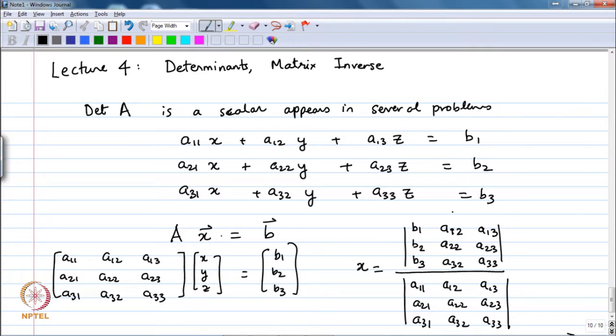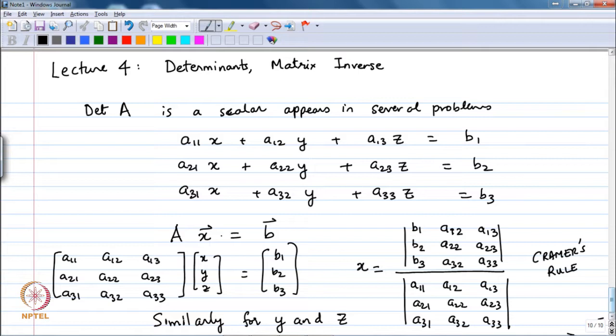So this is called Cramer's rule. You can do similarly for y and z. So basically you can solve this set of equations and determine x, y and z, and you can do this for an arbitrary sized matrix, for an arbitrary number of equations. If you have more equations, you will have bigger matrices. So this is one place where determinants appear most naturally.